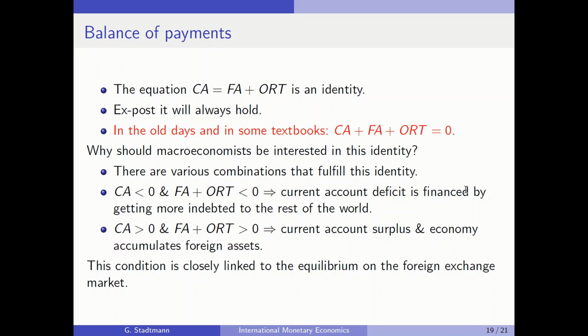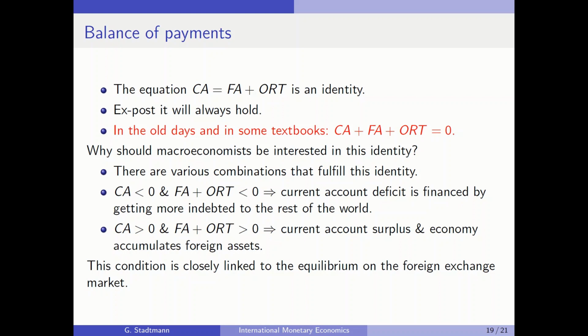For example, it could be the case that the current account is in red ink, there is a current account deficit, and also the sum of the financial account and the official reserve transactions is in deficit. So then a current account deficit is financed by getting more and more indebted to the rest of the world. One example is the US: it has a current account deficit, and the US is printing more government bonds and is paying the rest of the world with American bonds. So America is getting more and more indebted to the rest of the world, especially China.